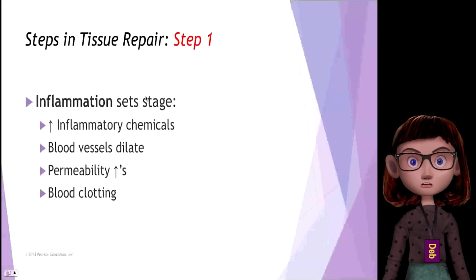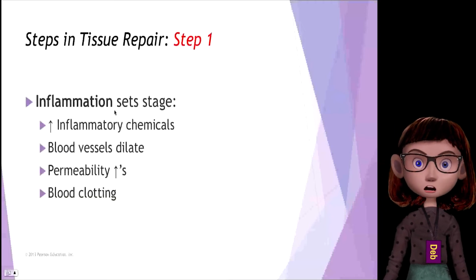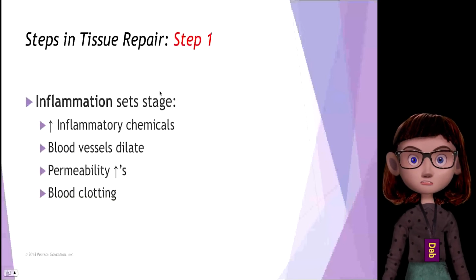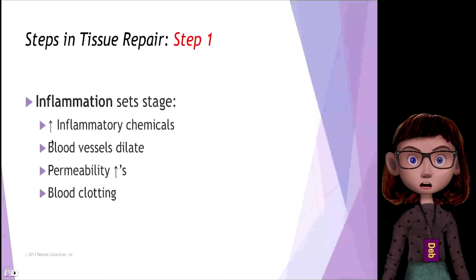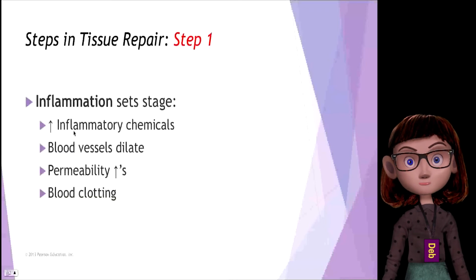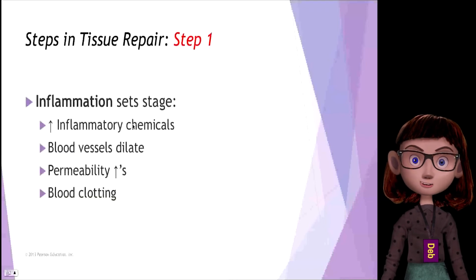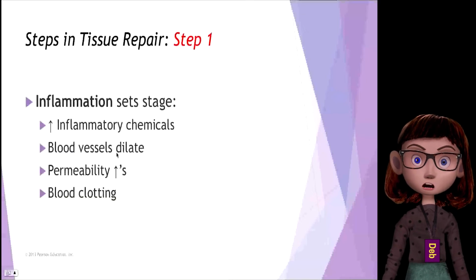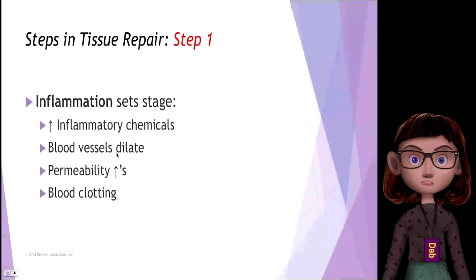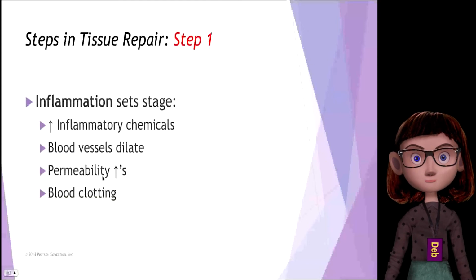Step 1, inflammation. Inflammation will set the stage. We generally don't think of inflammation as a good thing, but it allows your body to fight some kind of an infection that might be setting in. So what happens is you have an increase of inflammatory chemicals that are released by cells there, and this causes the blood vessels here to dilate. And so the blood vessels become more permeable.